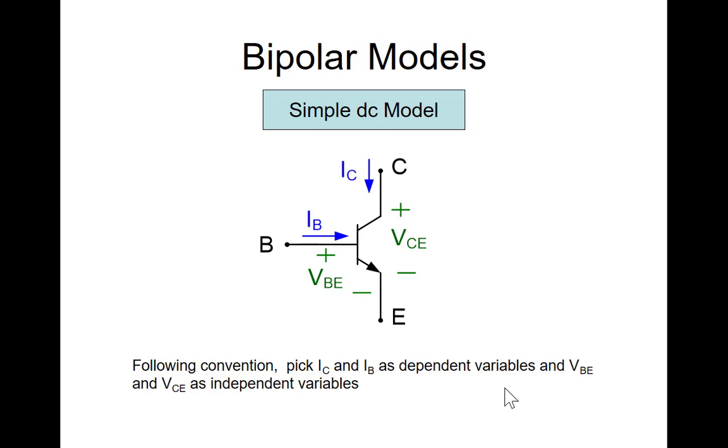So the convention we're going to follow is pick IC and IB as the dependent variables and VBE and VCE as the independent variables. VCE hasn't appeared in anything yet. It's exactly what we did for the MOSFET. We treated the port voltages, VDS and VGS, as the independent variables, and the port currents, the drain current and the gate current, as the dependent variables. Okay?